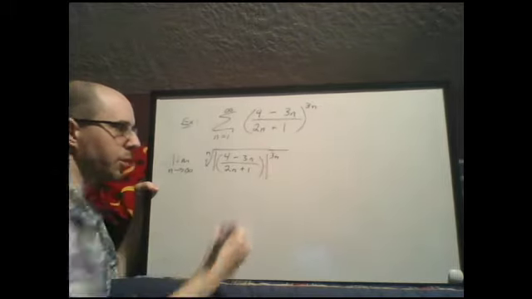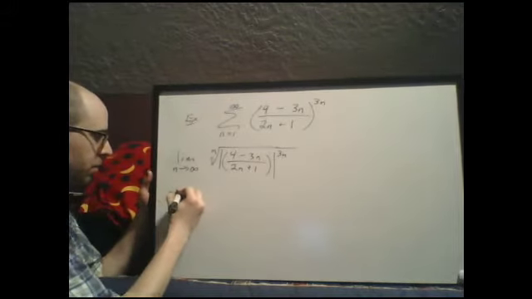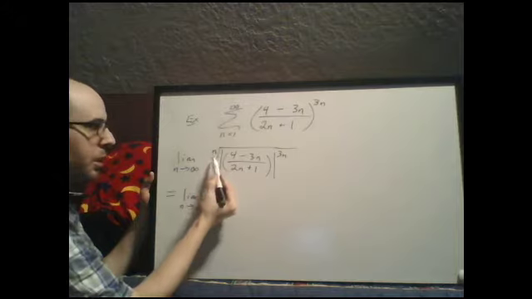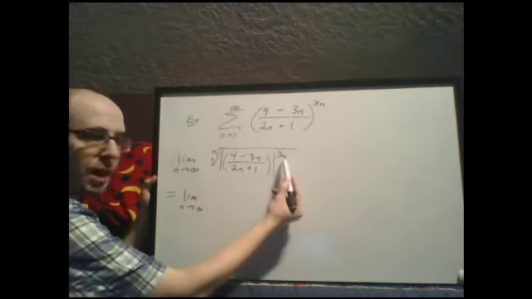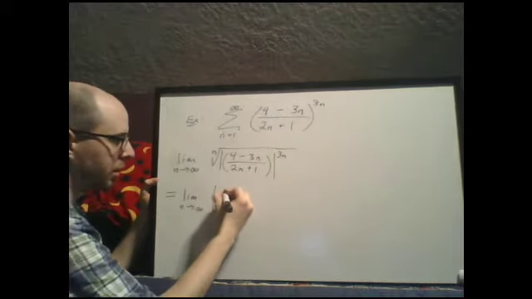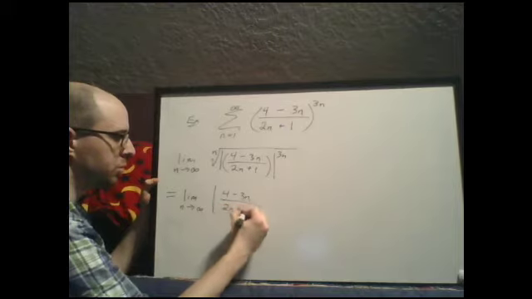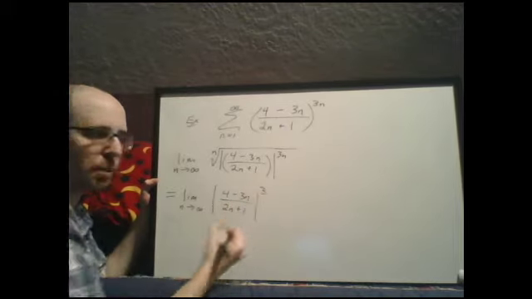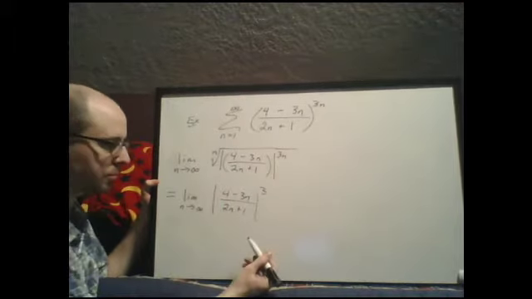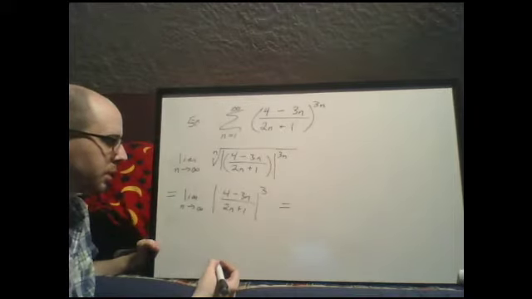You can put the power on the absolute value if you want to make it easier. So like I said before, taking the nth root divides the exponent by n. So we're going to get the absolute value of 4 minus 3n divided by 2n plus 1, to the third power. 3n divided by n just gives me a 3.